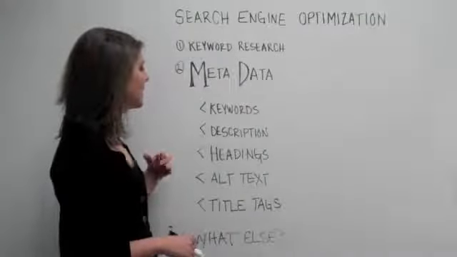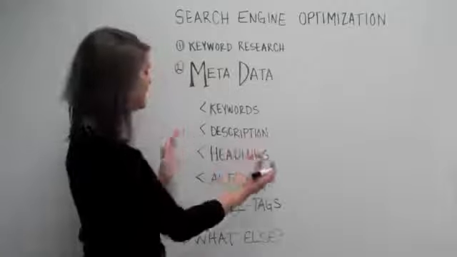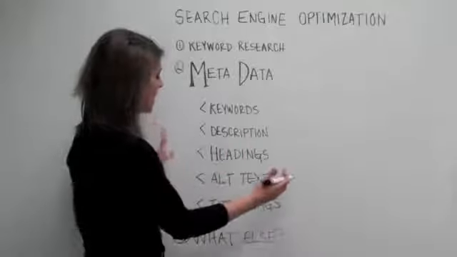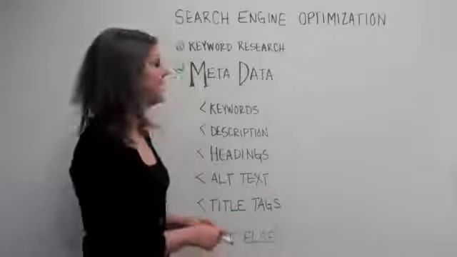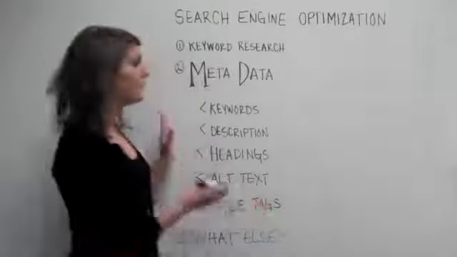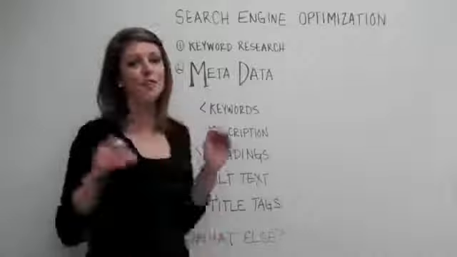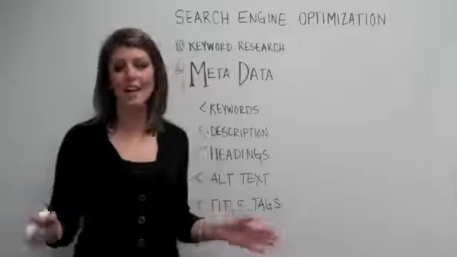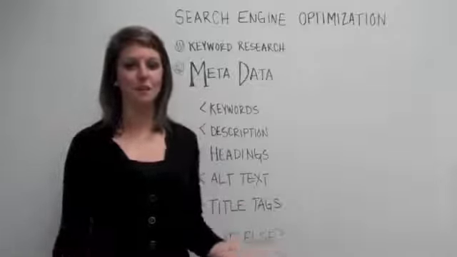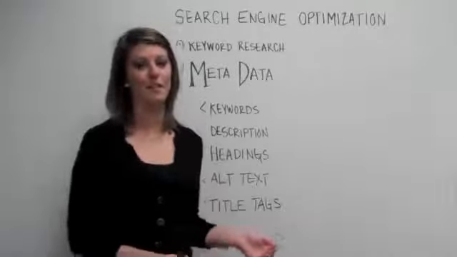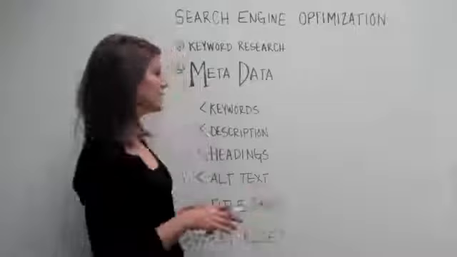Metadata consists of keywords that you list on your page's description, headings, alt text for images, and title tags for your page. Now, it's important to know that all this metadata is behind the scenes. If you're looking at a web page, you will not see any of this metadata actually rendered on the page that the consumer or your web visitor sees. It's all in the background, and it's all for the search engines.